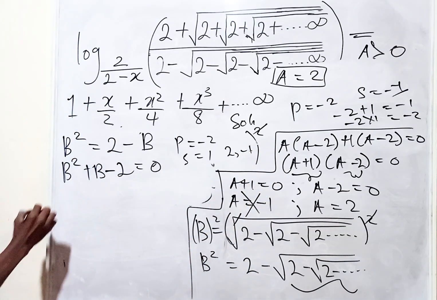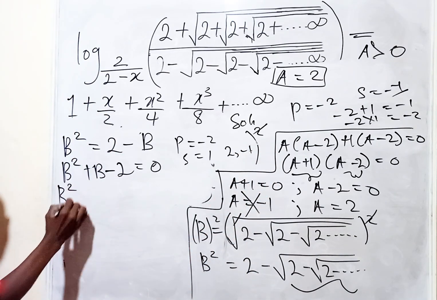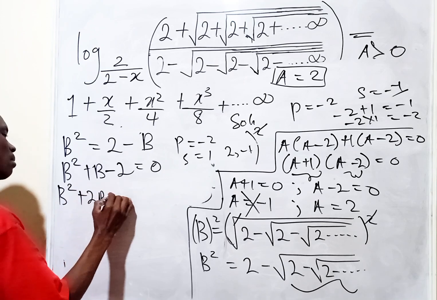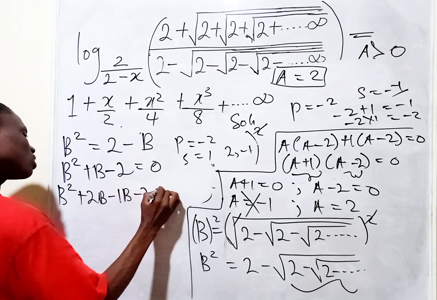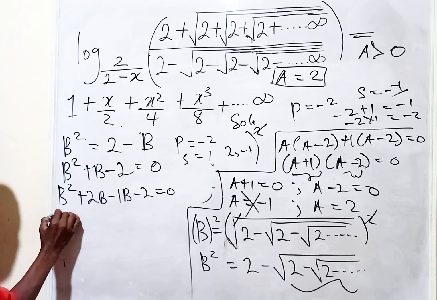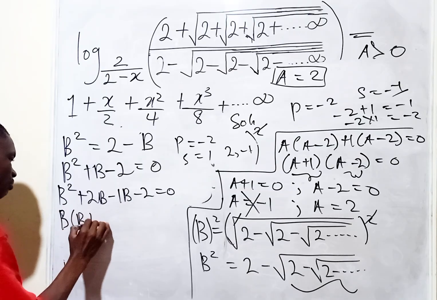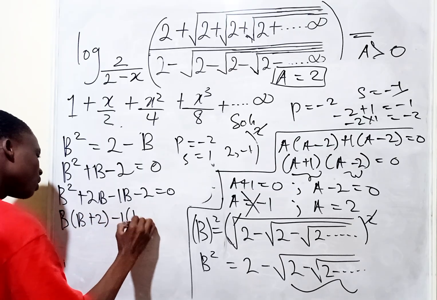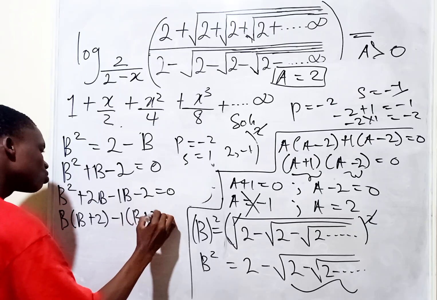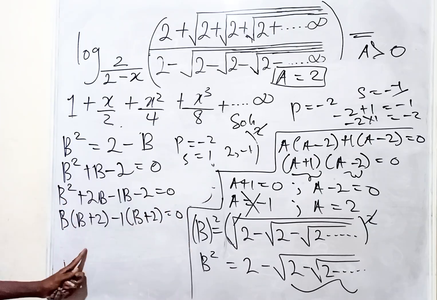So to factorize this, we say that this is b squared plus 2b minus 1b minus 2 equals 0. So to factorize, b plus 2, minus 1 is coming out, then b plus 2 equals 0. Clearly, you can see that the two brackets are the same.